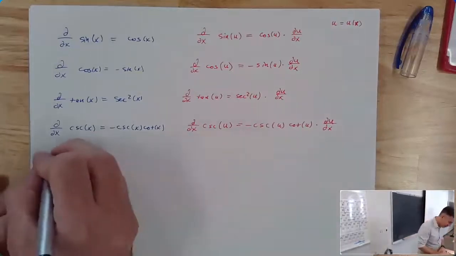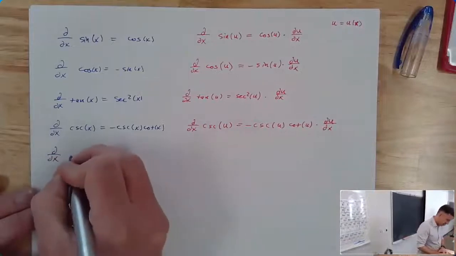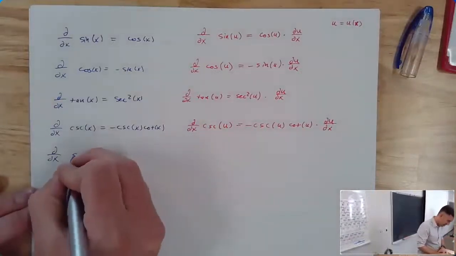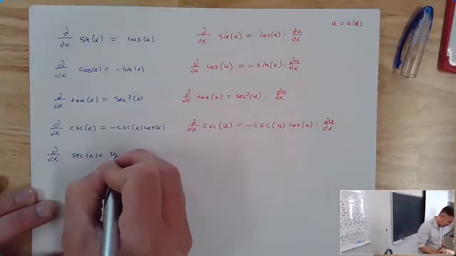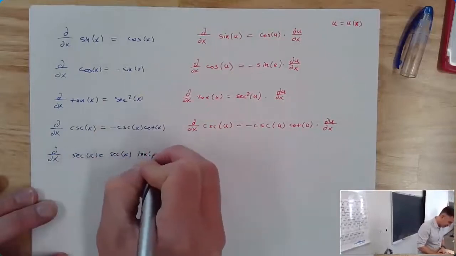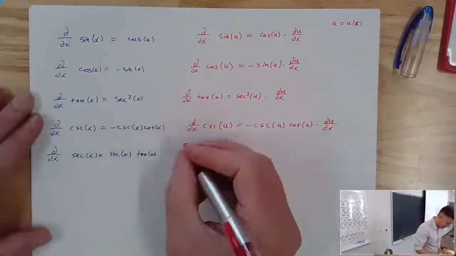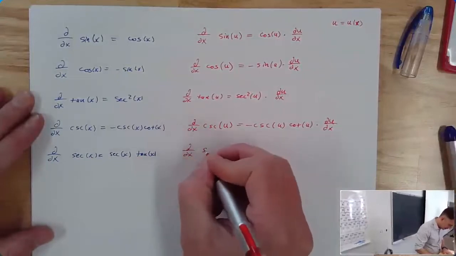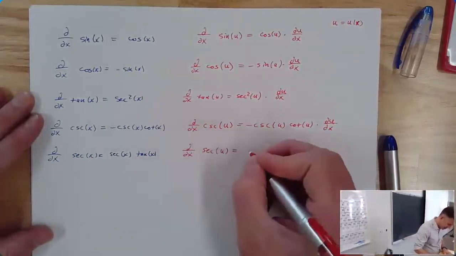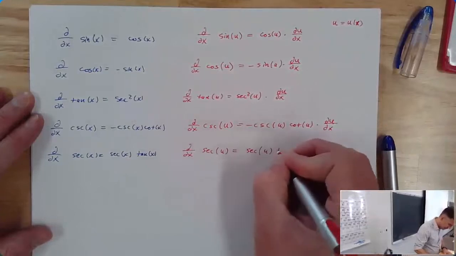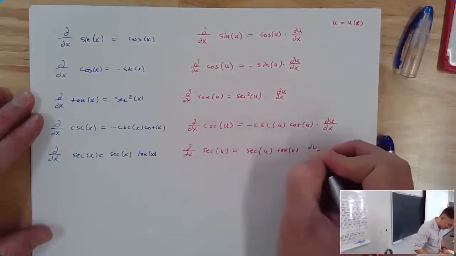And then the derivative of, what would be next? Secant of x is secant of x times tangent of x. And the chain rule version is not going to surprise anyone. The derivative of secant of some stuff is secant of the stuff times tangent of the stuff times the derivative of the stuff.